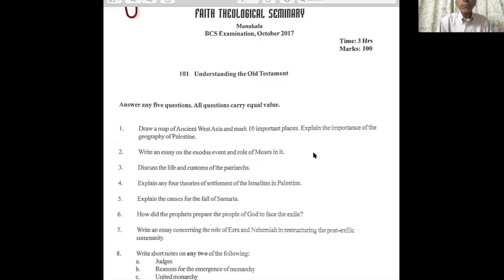Number one is the same. Number two, write an essay on the Exodus event. Number three, discuss the life and customs of the patriarchs. Number four, sorry. So, how did the prophets prepare? Everything else is pretty much the same.